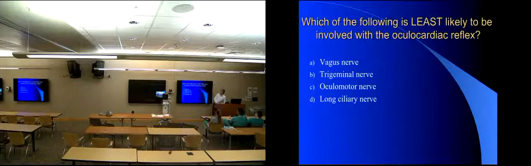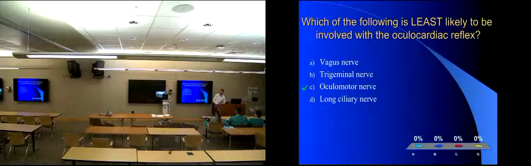Which of the following is least likely to be involved with the ocular cardiac reflex? Everybody's fast on that one. Boom. Been doing some reading, I like it. So what's the afferent limb? The ciliary and trigeminal. Trigeminal, right? So good. And then your efferent? Vagus. Good. So those also show up on tests time and time again.